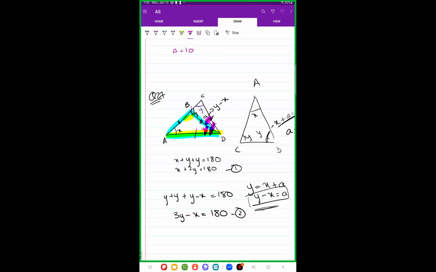So now I have a final equation of y minus x. Okay. So now I have two equations. Okay, great. Now solve them simultaneously. All right.